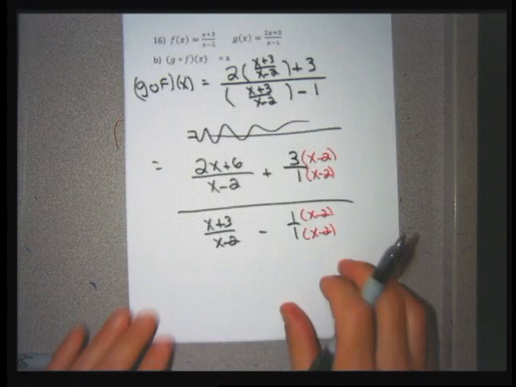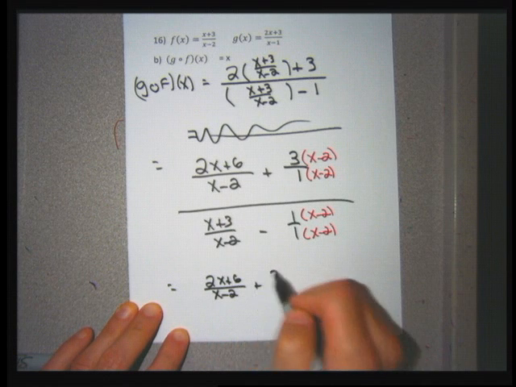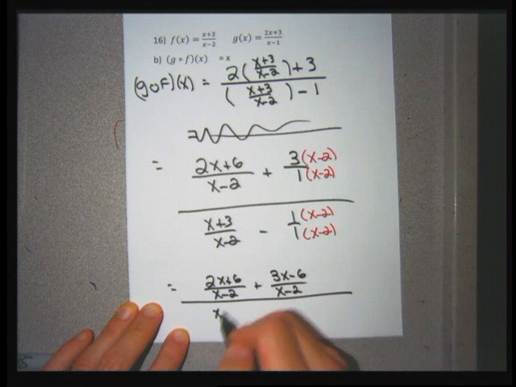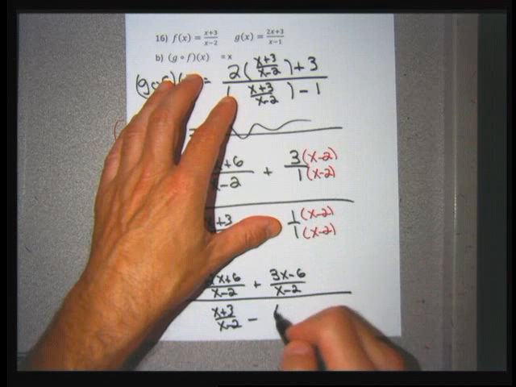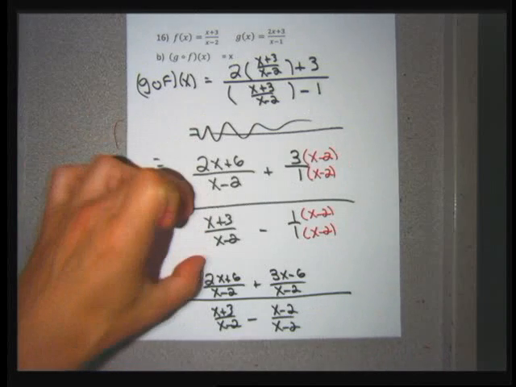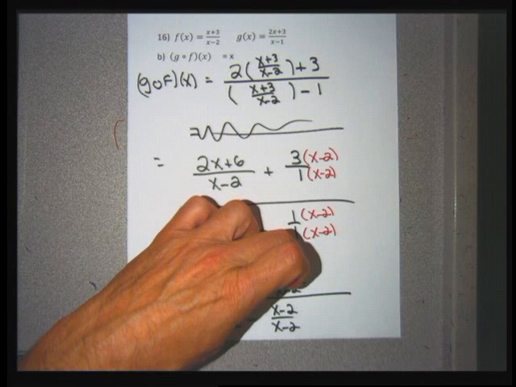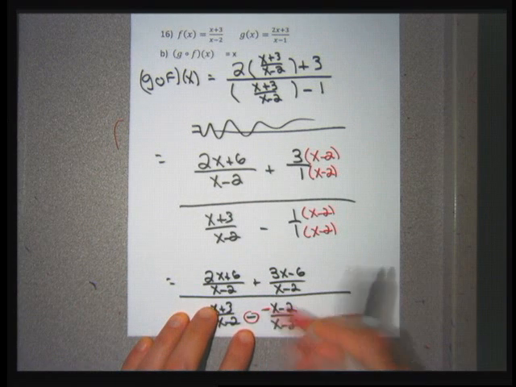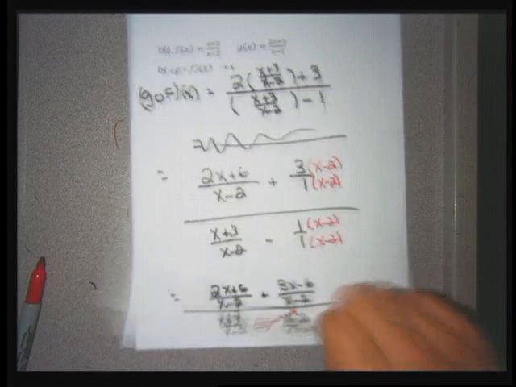When I do this, I get 2x plus 6 over x minus 2 plus 3x minus 6 over x minus 2, divided by x plus 3 over x minus 2 minus, and then 1 times anything is itself, so this is going to be x minus 2 over x minus 2. So now I have both the numerator and the denominator written with 2 fractions with the same denominator. I'm going to combine the 2 fractions in the numerator into 1 fraction, and the 2 fractions in the denominator into 1 fraction. The minus in the denominator is going to change that sign to minus and that sign to plus when I make the 2 fractions into 1. So, new sheet of paper because I can't fit this here.